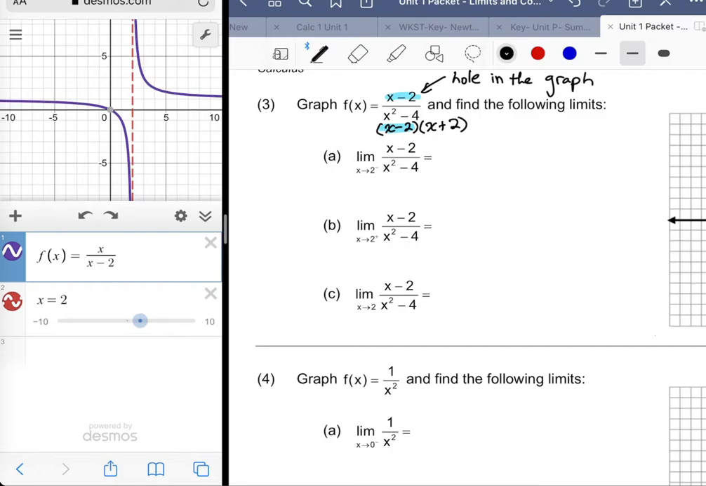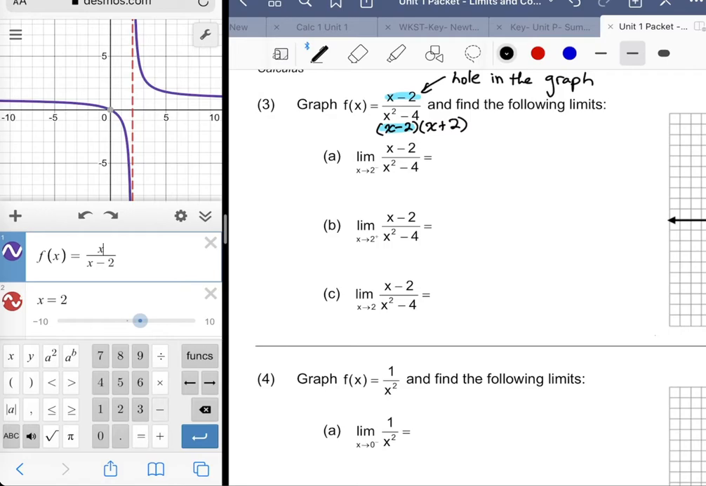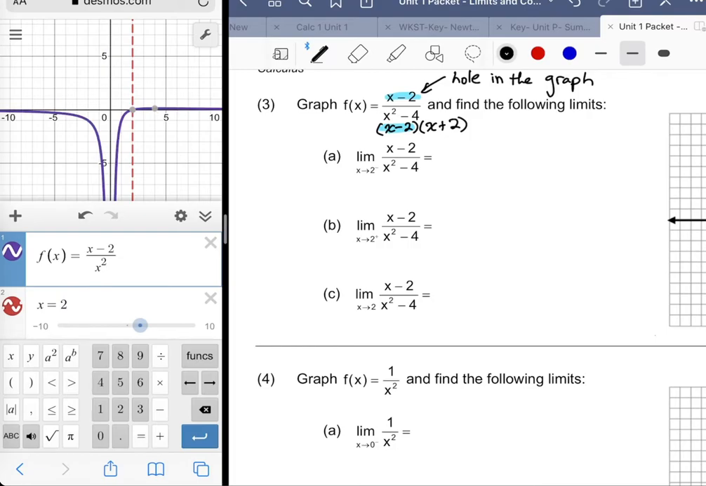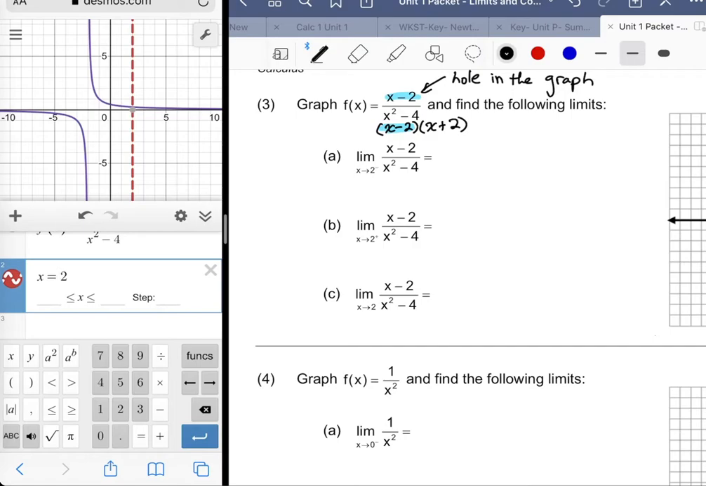Desmos is really helpful when it comes to this. (x minus 2) over (x squared minus 4). Pop it right in. I'll put my asymptote at -2. I know it's going to be at -2 because it looks like it's at -2. But even if I didn't, there's an algebraic way of figuring it out. What we would do is take our denominator and set it equal to 0. You get x equals 2, x equals -2.